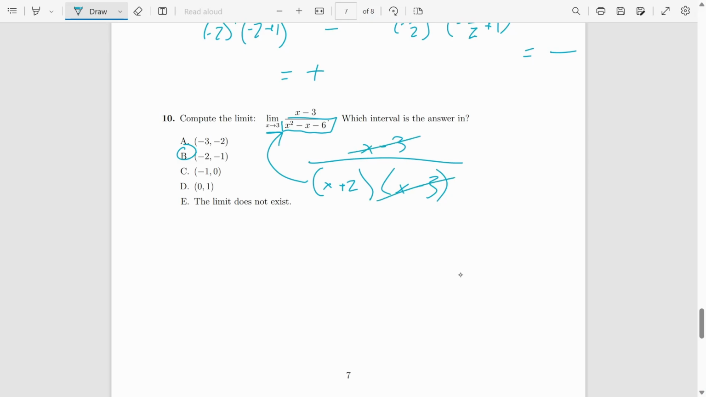You'll see these cancel. This ends up becoming 1 over x plus 2. And now we're in a state where we can just straight up plug in 3 here, which is 1 over 3 plus 2, which equals 1/5. And 1/5 is between 0 and 1. D. There we go.